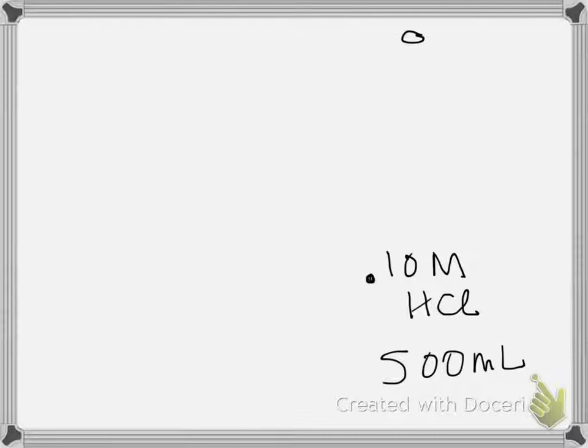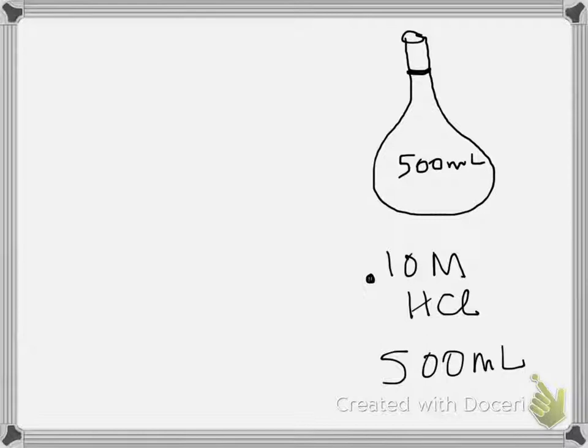What you're going to do is go grab something called a volumetric flask. You've probably seen these before. They have a marking right here, and it will say 500 milliliters. And it's called volumetric because if you fill so the meniscus is right at that line, you have exactly 500 milliliters of volume in that flask. So this is a volumetric flask. You're going to grab a 500 milliliter volumetric flask.